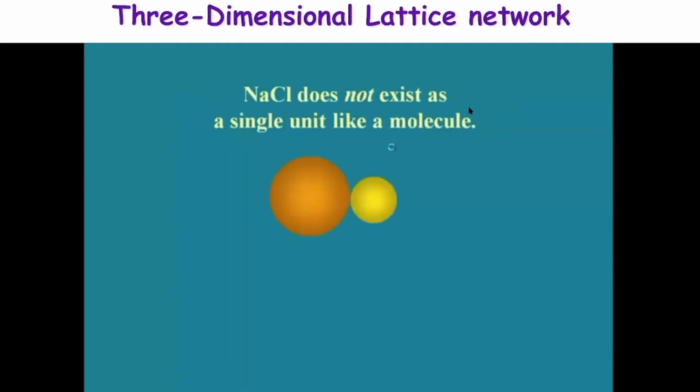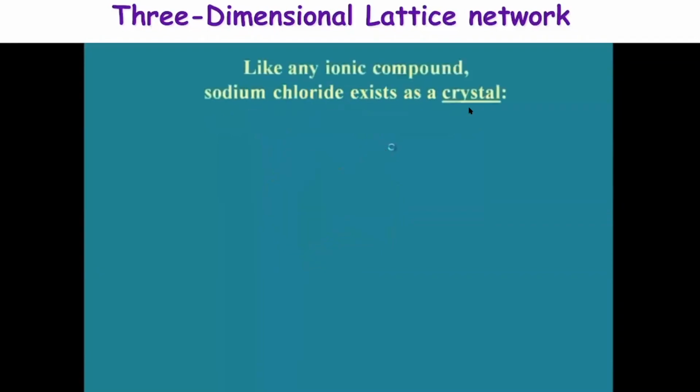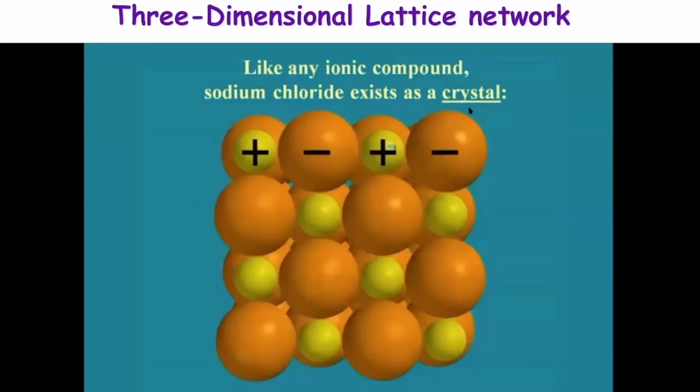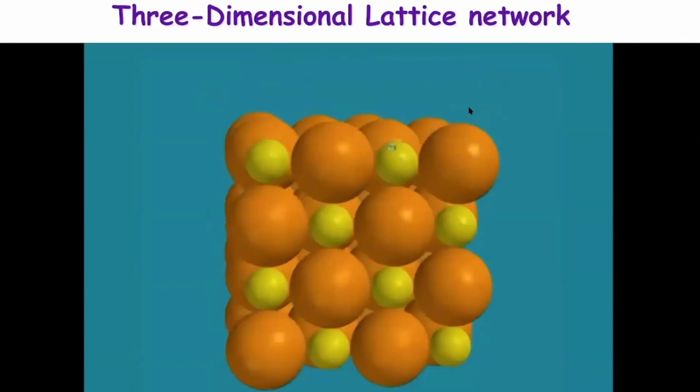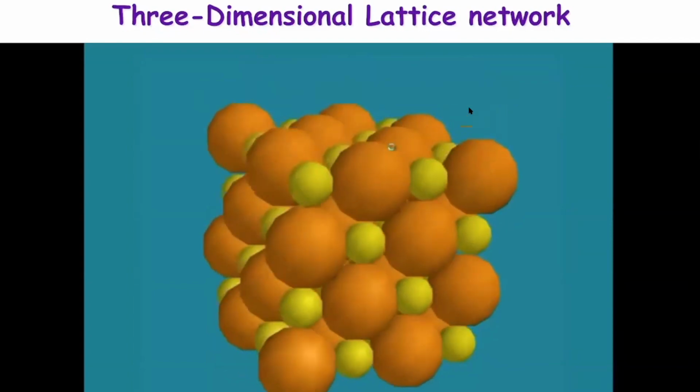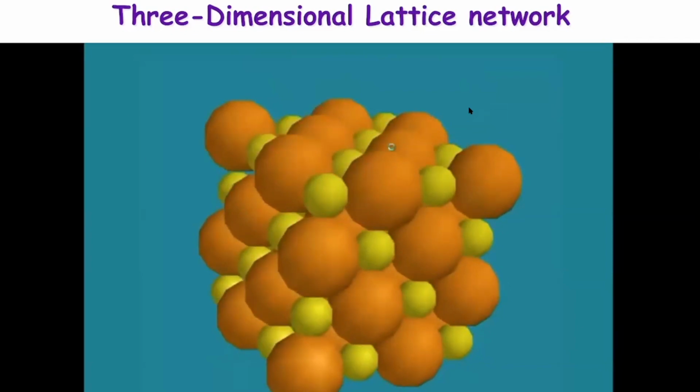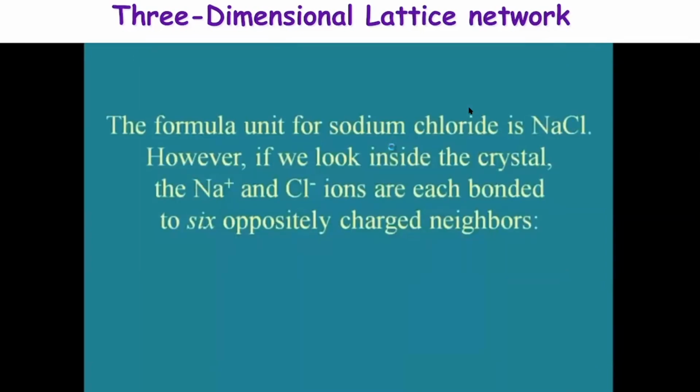NaCl does not exist as a single unit, like a molecule. This goes for all ionic compounds. So this would not be a valid way to represent sodium chloride. And like any ionic compound in the solid state, sodium chloride exists as a crystal. So a very, very tiny crystal would look like this with alternating sodium and chloride. And a little bit of a different view. The formula unit is NaCl.